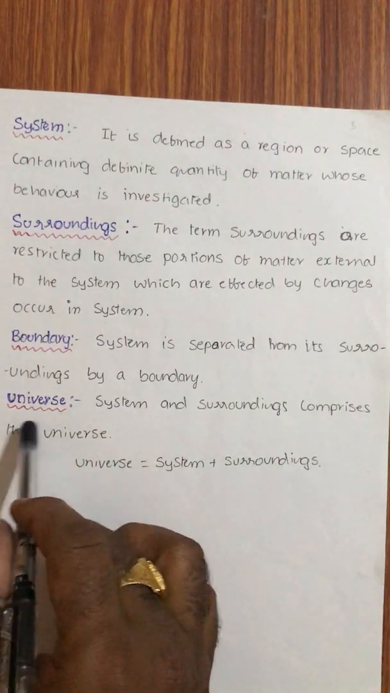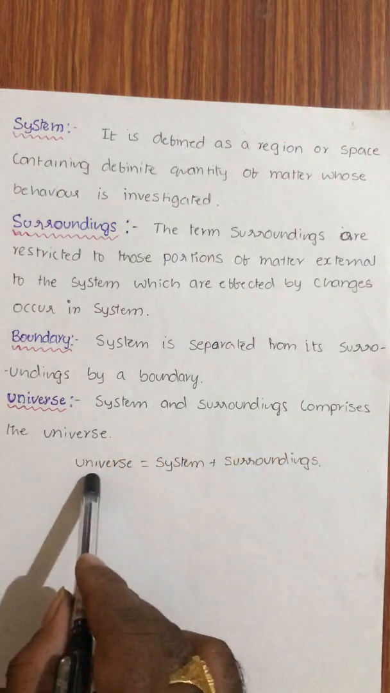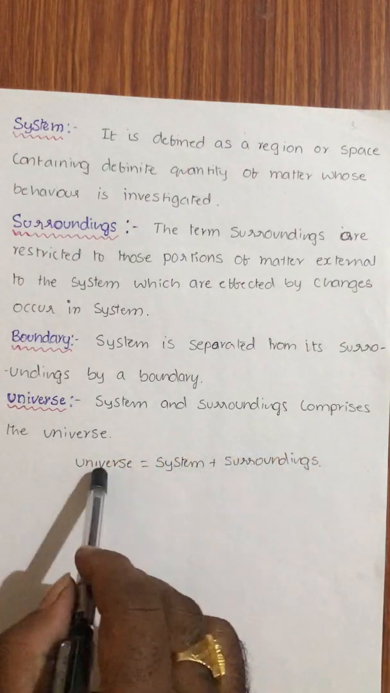And the next one, universe. System and surroundings comprised together is called the universe. Universe is system plus surroundings.